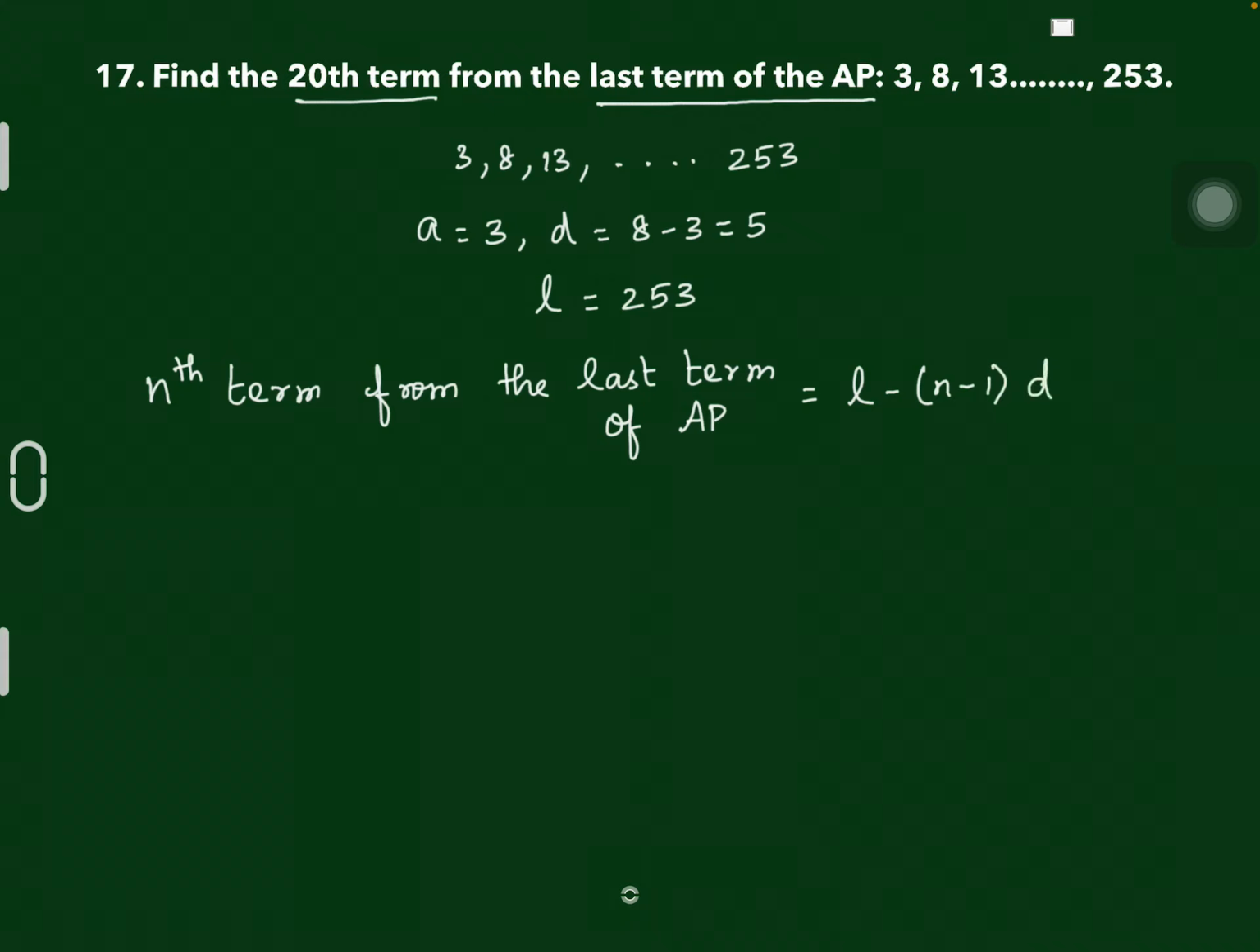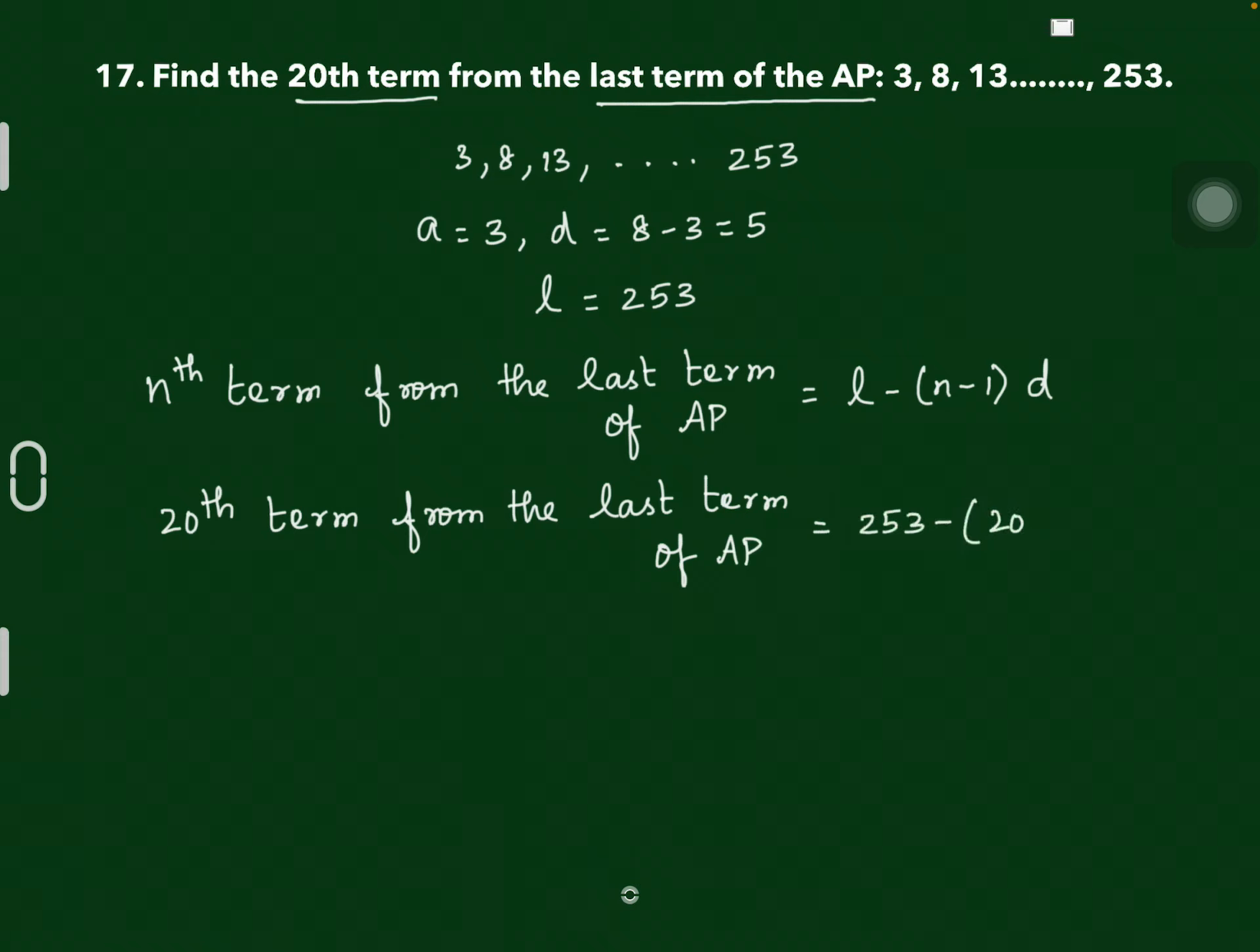Now, we have to find the 20th term. They asked you to find the 20th term. So, the 20th term from the last term of the AP is equal to, what is L? 253 minus, what is n? 20 minus 1, into, what is D? 5. So, it is 253 minus 19 fives are 95.